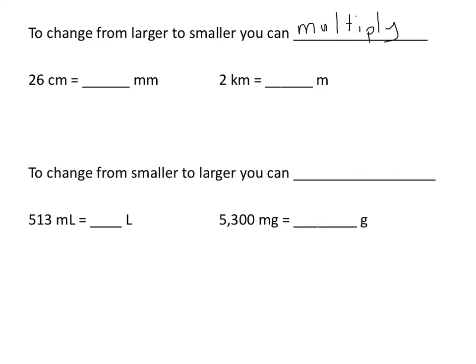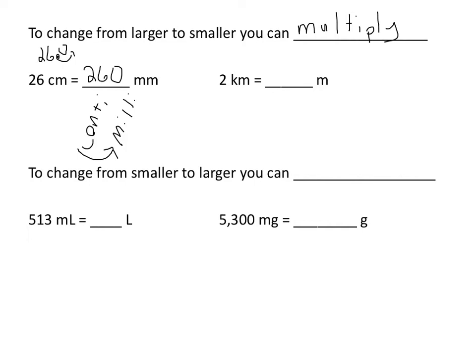Okay, so 26 centimeters to millimeters. If you remember, centi was right next to milli. So we're starting with centimeters. Millimeters is one place to the right. In 26, our decimal point is right after the 6. We're going to move it one place over, which means we're going to add a 0. So this becomes 260 millimeters.